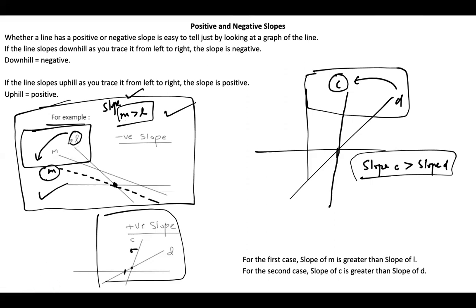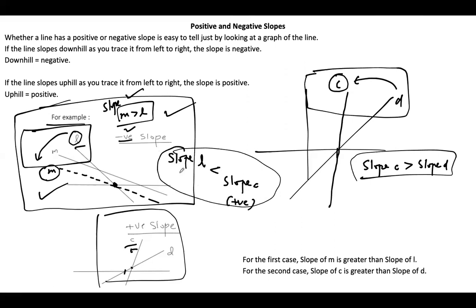By the way, let's say if I were to compare slope of L versus slope of C, which will have a greater slope? C, as C will have a positive slope and slope of L, as we already said, will be negative. Here the value will be positive. So slope of C will be greater than slope of L.